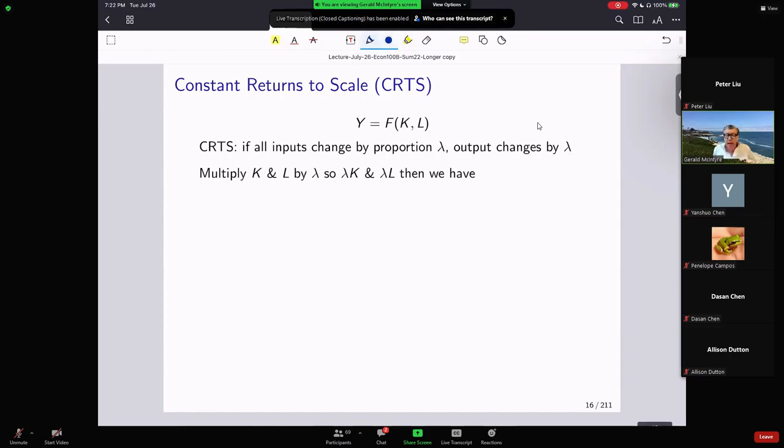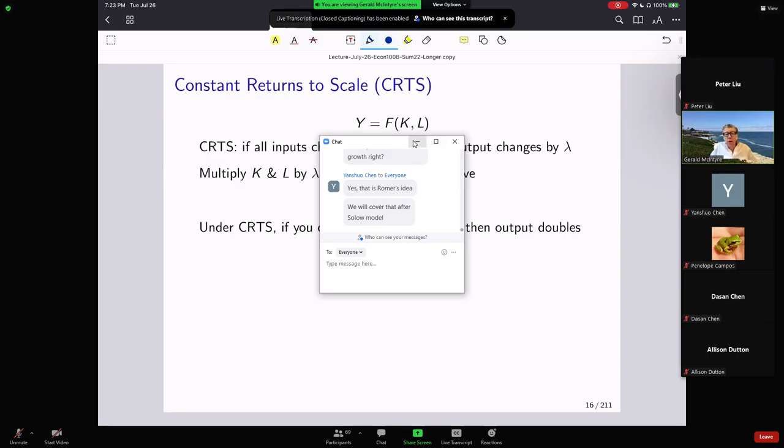So what we'll do is multiply K and L by lambda. So instead of K, we now have lambda times K. And instead of L, we now have lambda times L. Then we must have the following. Inside here, we no longer have K, but lambda K. Inside of here, we no longer have L, but lambda times L. Next, under constant returns to scale, CRTS, we have to have lambda times Y. If you multiply K by lambda, multiply L by lambda, then you must on the outside have Y multiplied by lambda. That's the very definition of constant returns to scale. So one way of saying that is if you double all the inputs, in this case lambda would be two, then output would double.